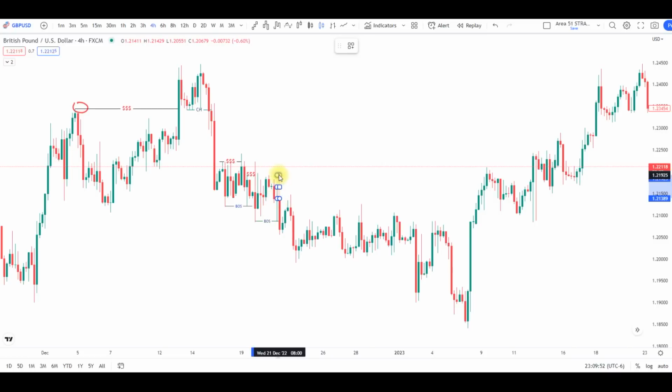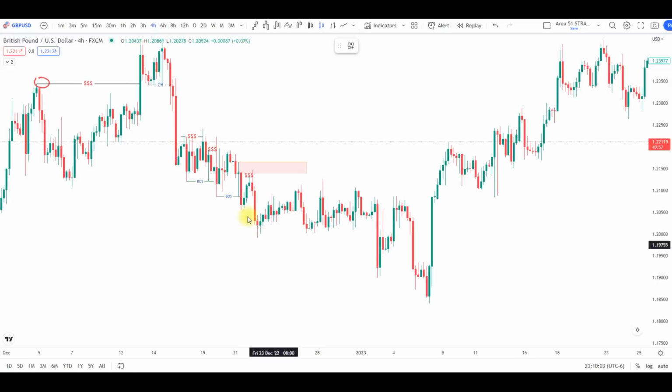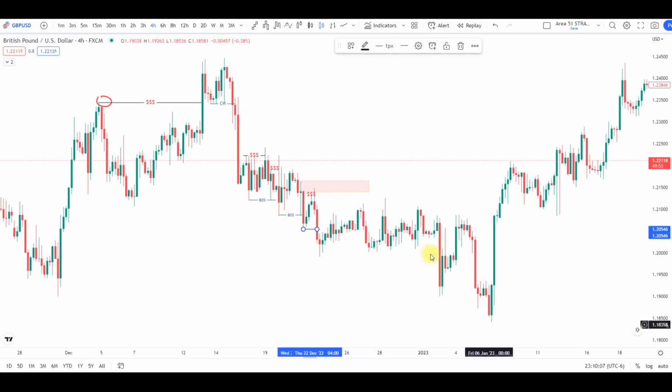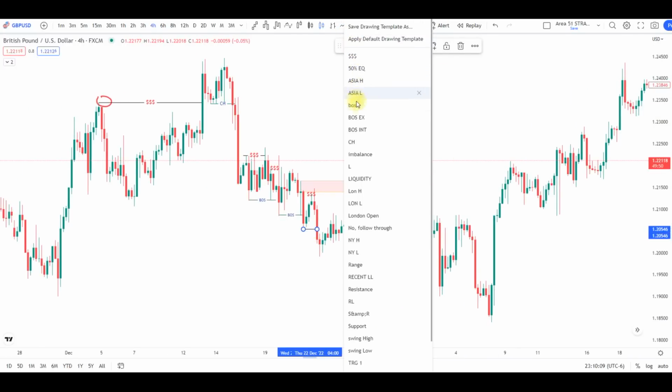Okay, so the supply zone is right here. So what happens before the tap of the supply zone? There was liquidity that was sitting here too. Okay, that was taken out, and the price continued to the downside. So now we have another break of structure. We have another break of structure going down.